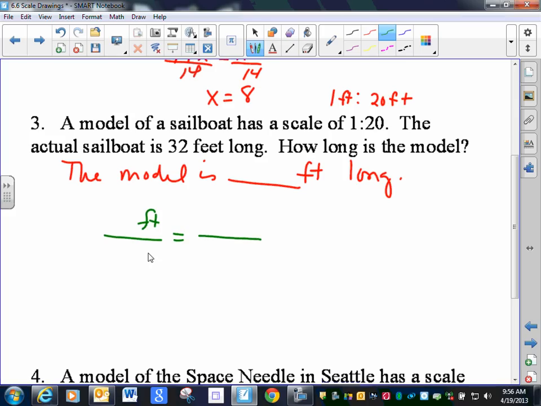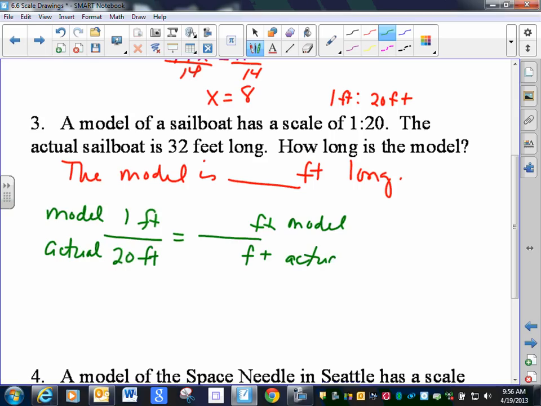We've got feet and feet and feet and feet. That's not going to help us much. We need to write the word model and actual. So the model, 1 foot represents 20 feet to the actual. And what do they give us over here? We need model in the numerator because I started in the numerator over here. Actual right there. They tell us the actual sailboat is 32 feet long. That's where my X goes. Let's write it with no units in order to do the math, to do the cross multiplying.